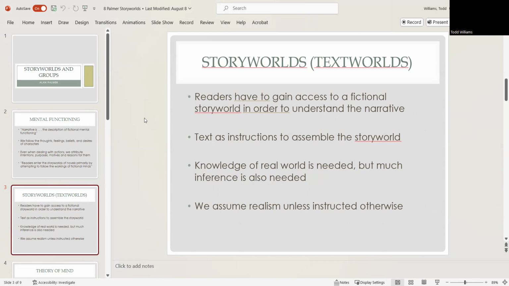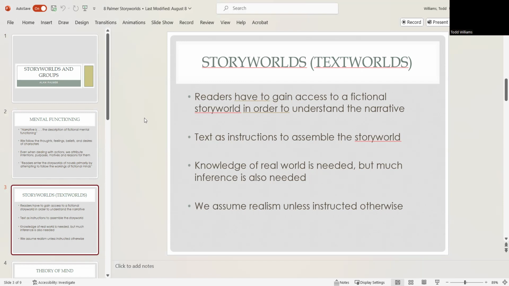You might think of the text as sort of instructions to assemble the story world. Especially, I think this is true in fantasy and sci-fi, right? But also historical fiction and really just any fiction. There's a certain world that the characters inhabit, and as you're reading, you come to understand that world. You do need some knowledge of the real world and reality to do this, but you also use a lot of inference when you're reading.